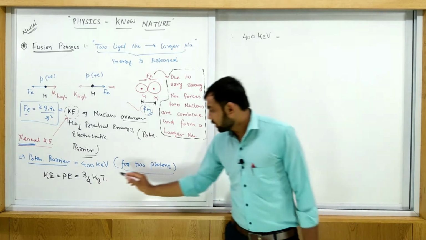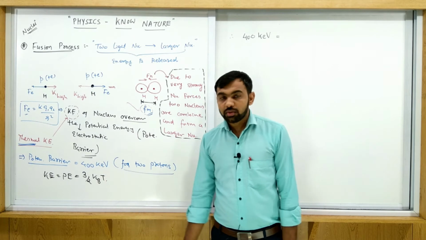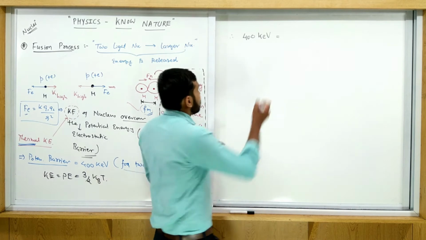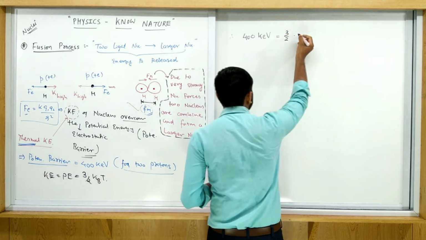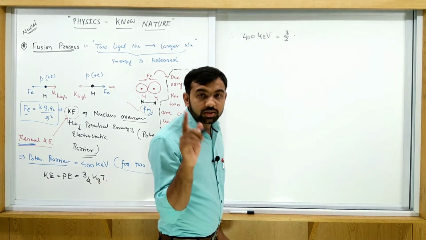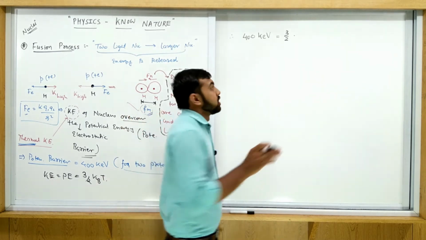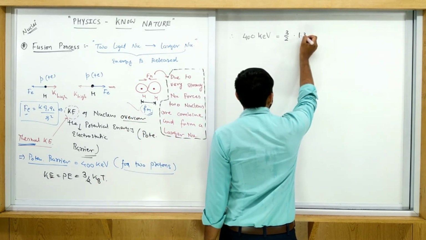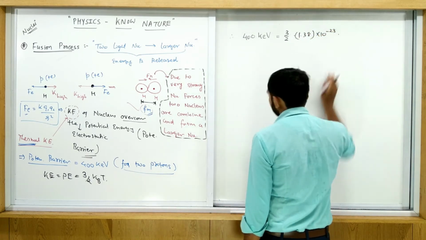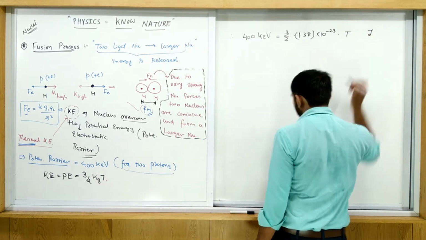This 3/2 kBT, what is the unit of this energy? Joule, and this energy is in keV. So we must convert this value from keV to joule. Let us convert this. 3/2, what is kB? Boltzmann constant. What is the Boltzmann constant? Remember from thermodynamics. The Boltzmann constant is equal to 1.38 times 10 raised to minus 23, this is the Boltzmann constant, into T. All these terms are in joule.